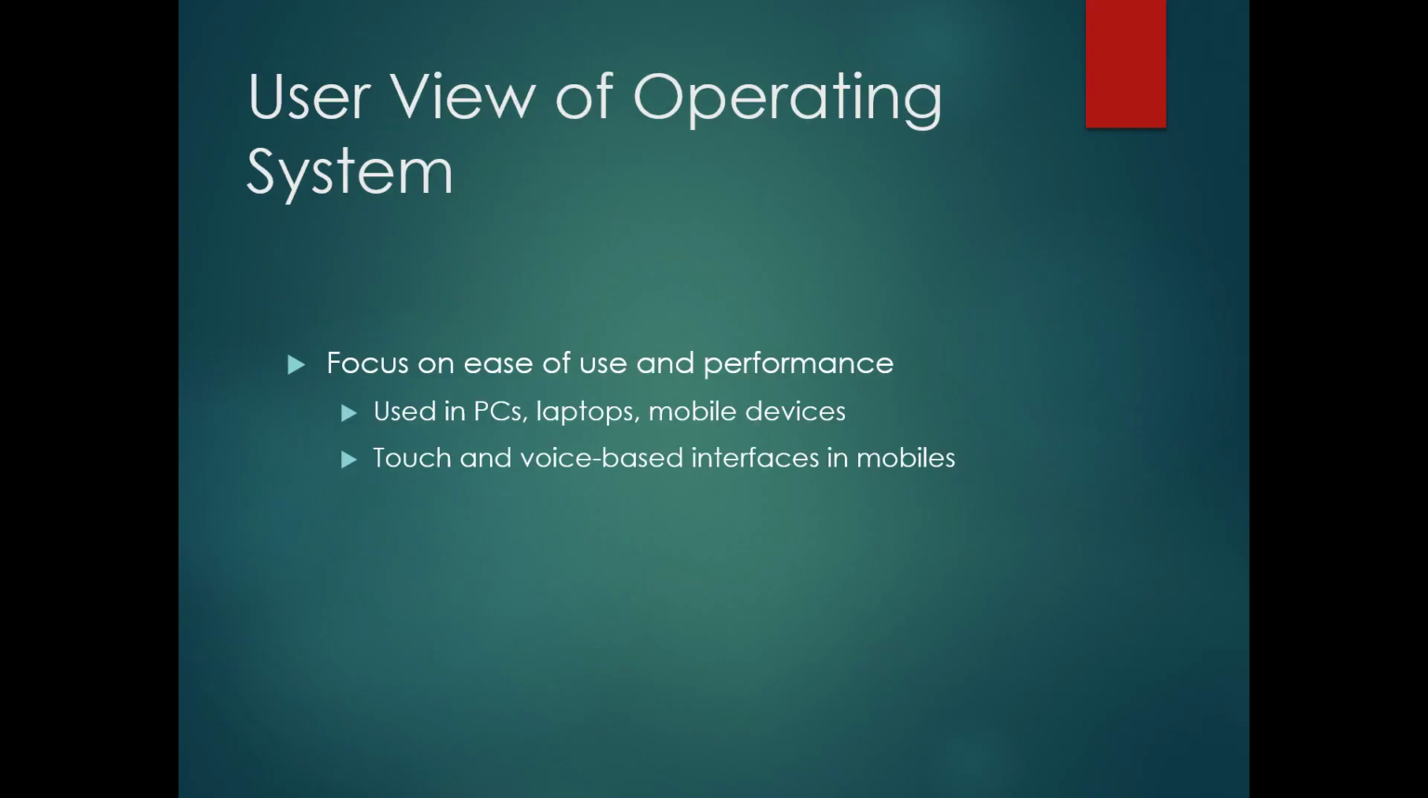The next is user view of operating system. From the user's point of view, the operating system focuses on ease of use and performance. In devices like PCs, laptops and mobiles, users expect fast response and simple interaction. Today, operating systems support touch-based and voice-based interfaces, especially in mobile devices. So, an example for this one is voice assistants like Google Assistant, which work because of OS support.